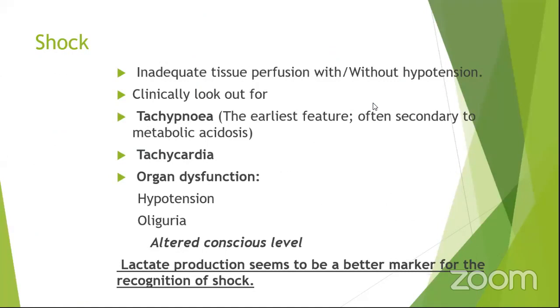So here again, shock is inadequate blood pressure or inadequate tissue perfusion, with or without evidence of hypertension. Because as we mentioned, a decrease in blood pressure of more than 40, for example, if his baseline is 160 and the patient goes to 110 systolic, in addition there is evidence of hypoperfusion, this is a mean sign of shock. The other parameters are tachypnea, tachycardia, and organ dysfunction like hypotension, oliguria, or altered level of consciousness.